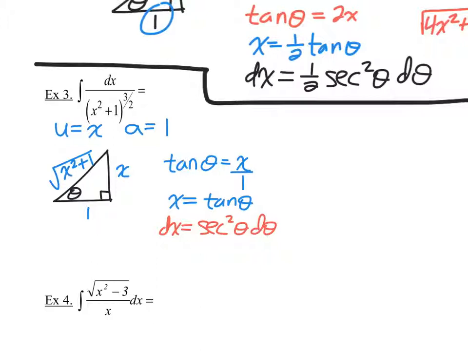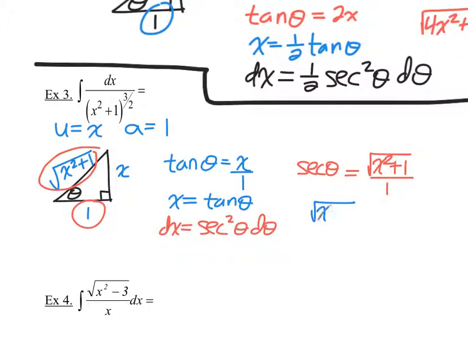The other part is always the ratio of the radical to the constant. Then you just have to decide what trig ratio that would be. Yeah, it's going to be secant. All right, it's hypotenuse over adjacent. That gives us a direct relationship. It tells us that the square root of x squared plus 1 can be replaced with secant of theta.